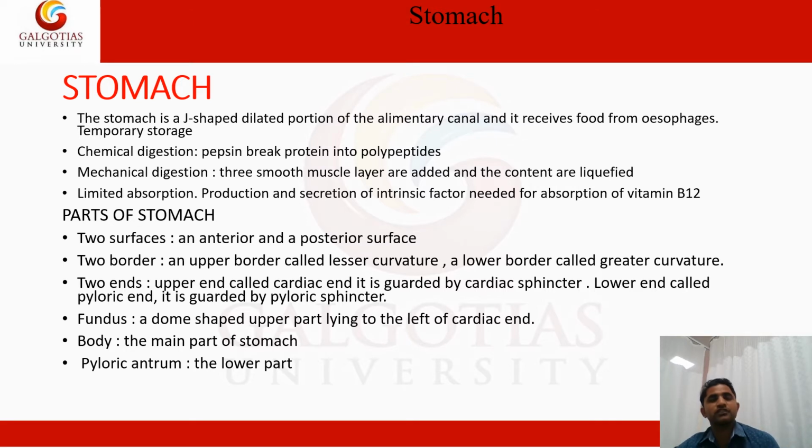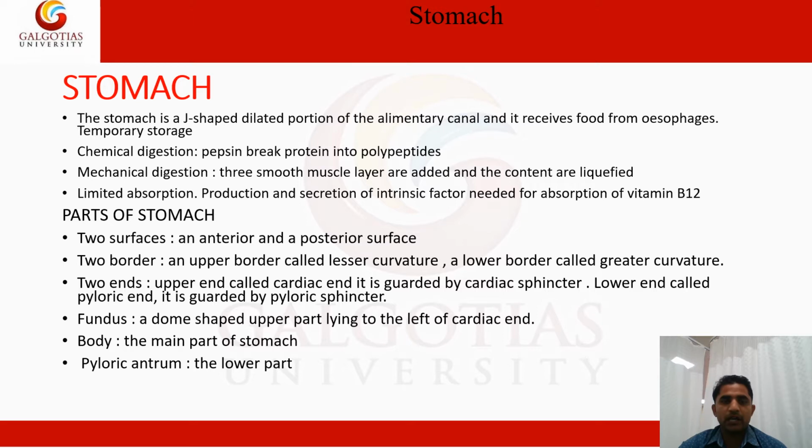In the stomach we have to discuss the two surfaces, two borders, two ends, the fundus, the body, and lastly the pylorus and antrum. What are the two surfaces? The anterior and posterior surfaces of the stomach. What are the two borders? The upper border is called the lesser curvature and the lower border is called the greater curvature.